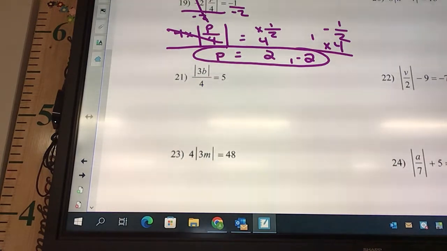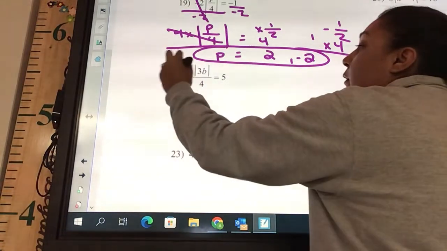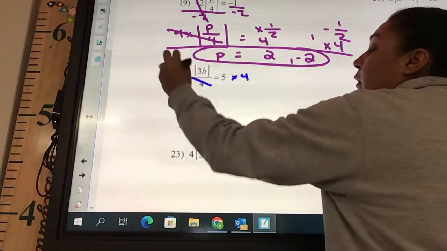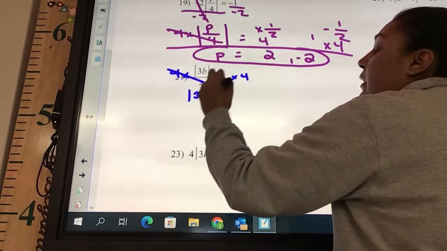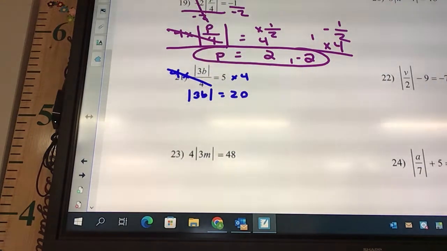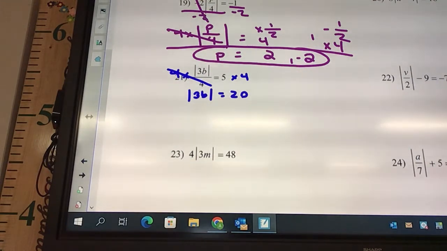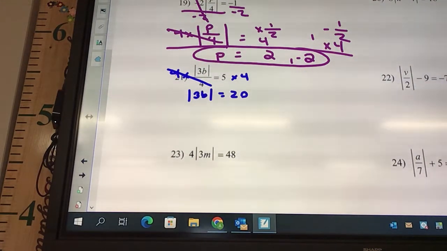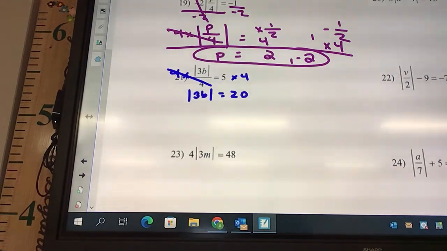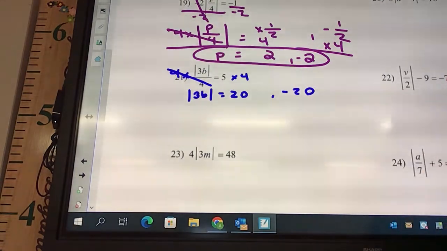Okay, 21. What needs done first? Times it by 4. Okay, so I got bar 3b equals 20. Okay, then what are we going to do? Divide by 3. A step before that. Now that there's nothing on the outside of the bars, we can say comma -20.